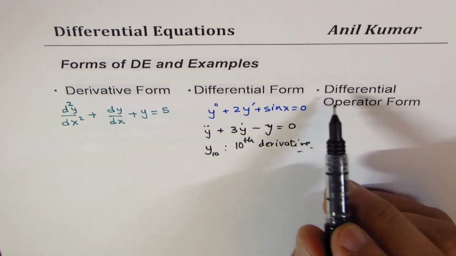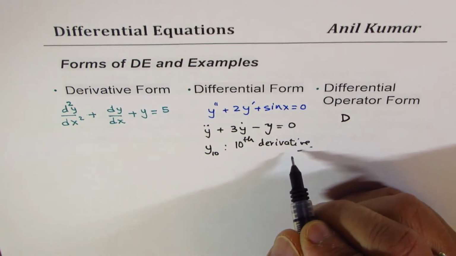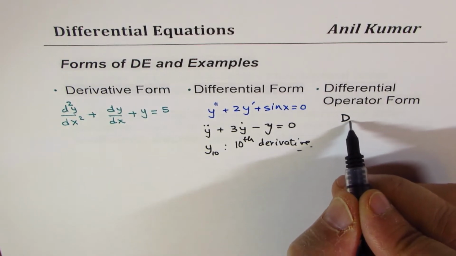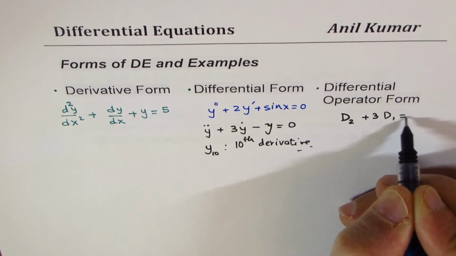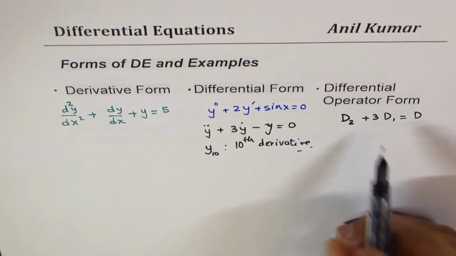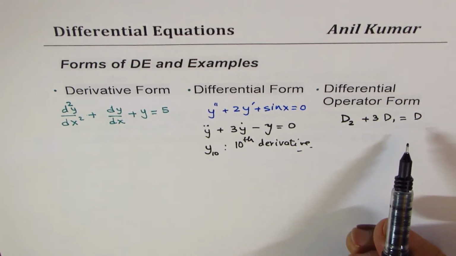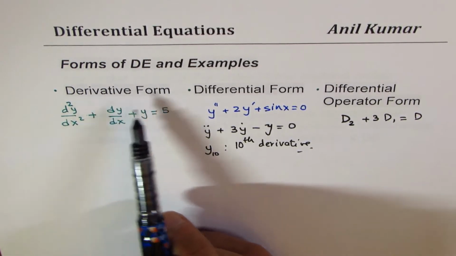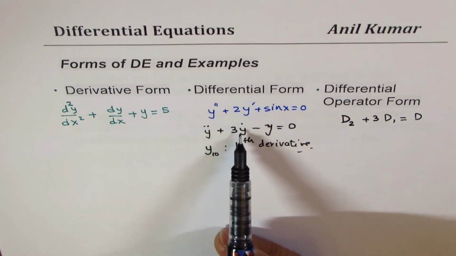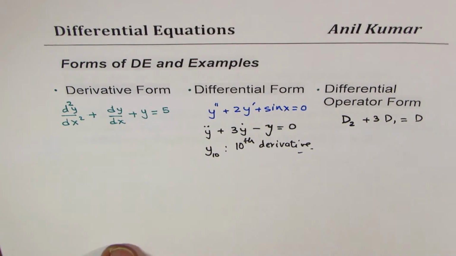Now, when we say differential operators, we use capital D here. So the second derivative will be D^2, for example, plus 3D^1, and we can say this is equal to something, where D is d/dx. So that becomes the operator form. In our discussion, we'll be using derivative form or differential form most of the time. Is it okay? So that is how we are going to write our differential equations.